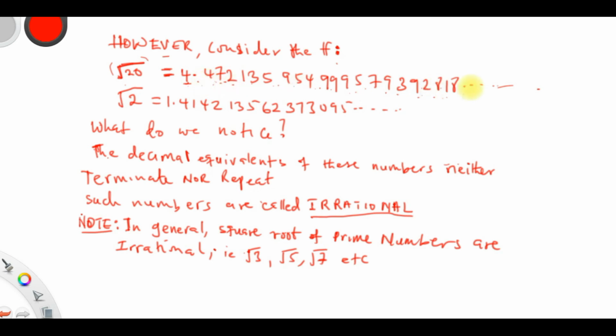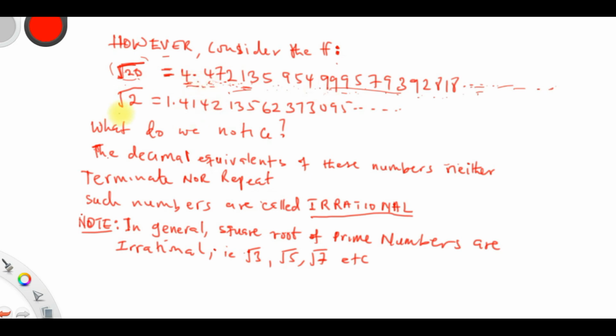No, you see that the decimal will keep on going to infinity, but you don't see any pattern. First of all, we can say that the decimal equivalent does not terminate. But it also doesn't repeat. They do not recur at any point. No number keeps on repeating. So the decimal equivalent of this number under the square root sign neither terminates nor repeats.